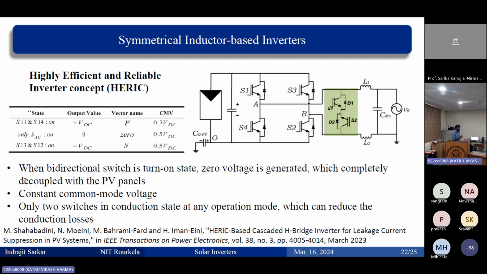RL, no. Any AC circuit. So when this switch is on, let's say this is shorted. So it is like L. Two L's are in series. So L1, L2, RL circuit for AC grid.